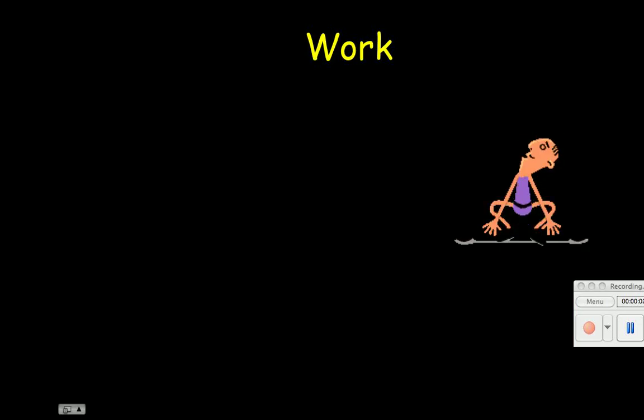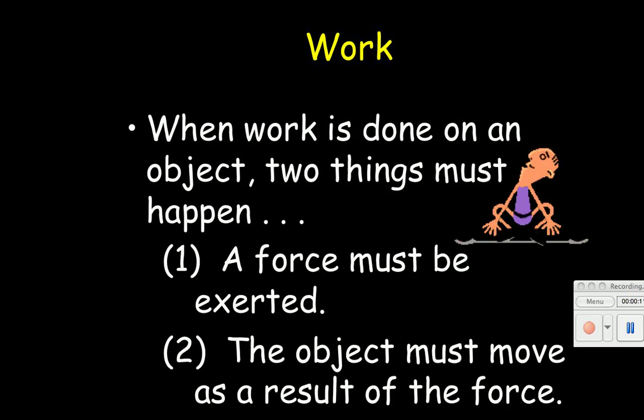Okay, so far we've been defining energy as the ability to do work, but we haven't defined what work is. So that's what we're going to do with today's lecture. When work is done on an object, two things must happen in order for us to consider work being done. The first is that you have to place a force on the object, and the object must move as a result of the force in the direction of the force.